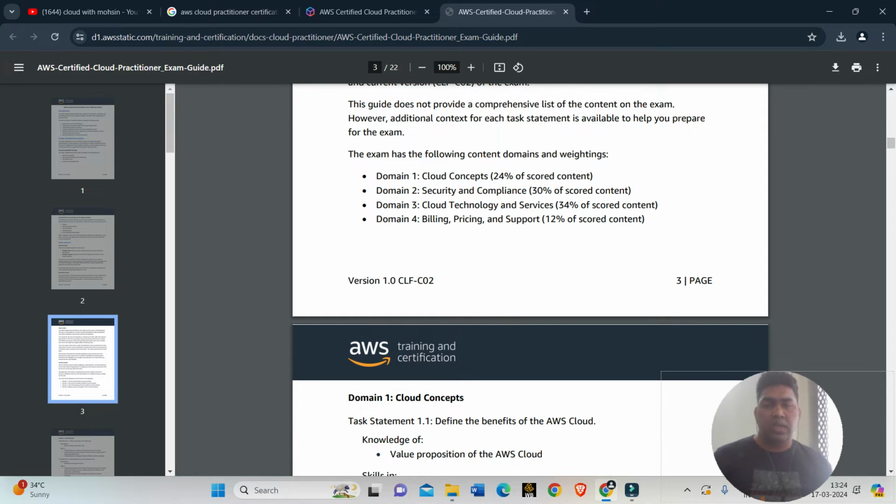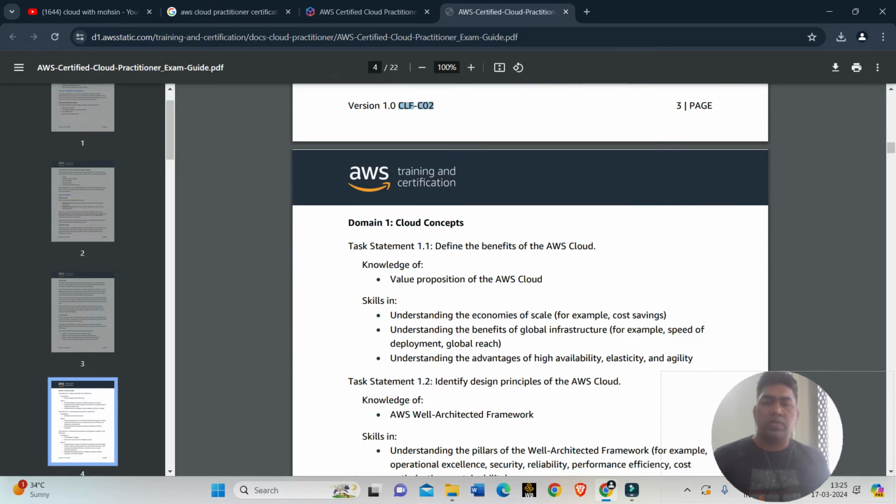But AWS keeps changing whenever there is a new version. This is the second version, as you can see from the naming. CLF-C02 is the second version of this exam. The previous one was CLF-C01. AWS keeps changing, and right now CLF-C02 is the latest exam for the Cloud Practitioner.